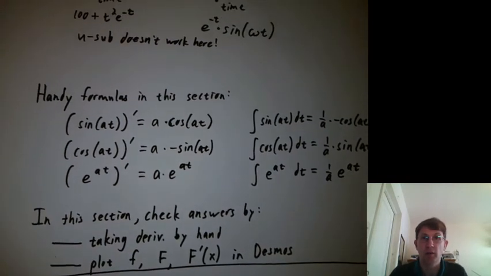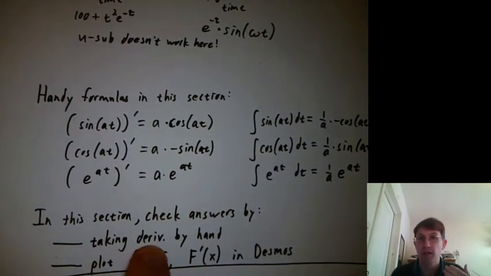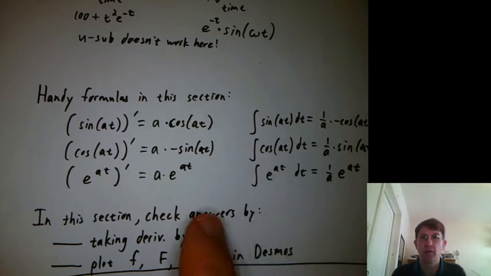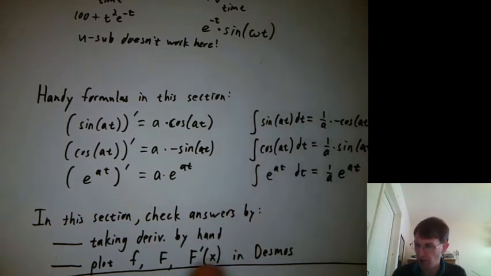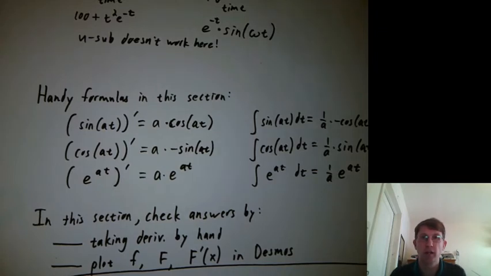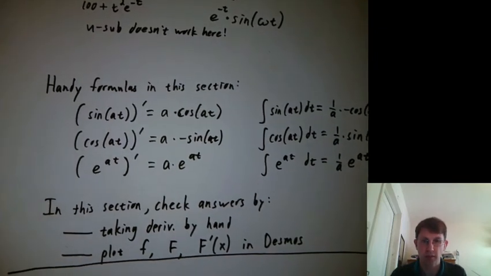In this section, it's important to check your answers by taking the derivative by hand, because that helps you practice the same skills that we're doing in reverse to do integration. And it's also a good idea to plot the original function, the antiderivative you got by hand, and then have Desmos compute the antiderivative of that. It's another good way to check.